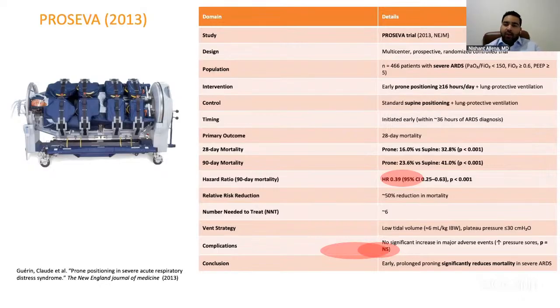The proning was carried out for 16 hours a day with lung protective ventilation. And the 28-day mortality, as you can see, was 16% compared to the 32% in the supine group. And even the 90-day mortality was low. So the conclusion was early, and again, I say early, prolonged proning significantly reduces mortality in severe ARDS. Usually we prefer having these within 36 hours of the diagnosis.